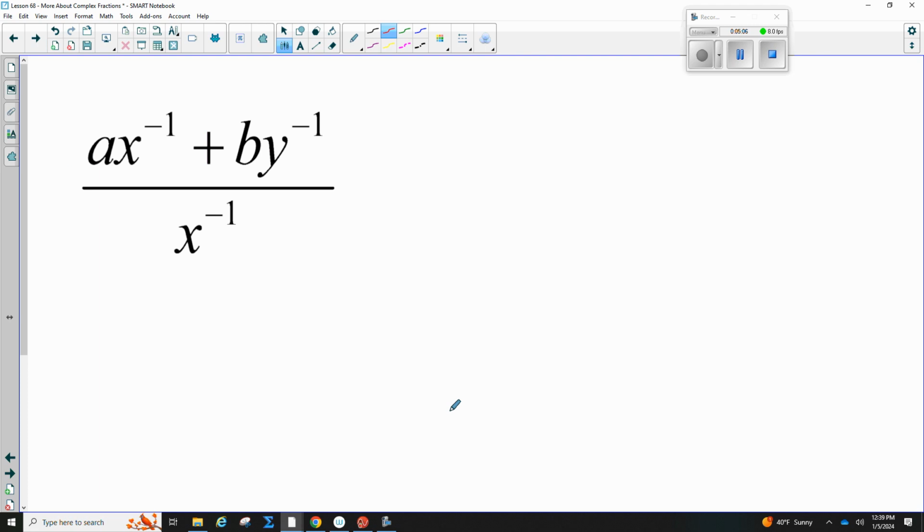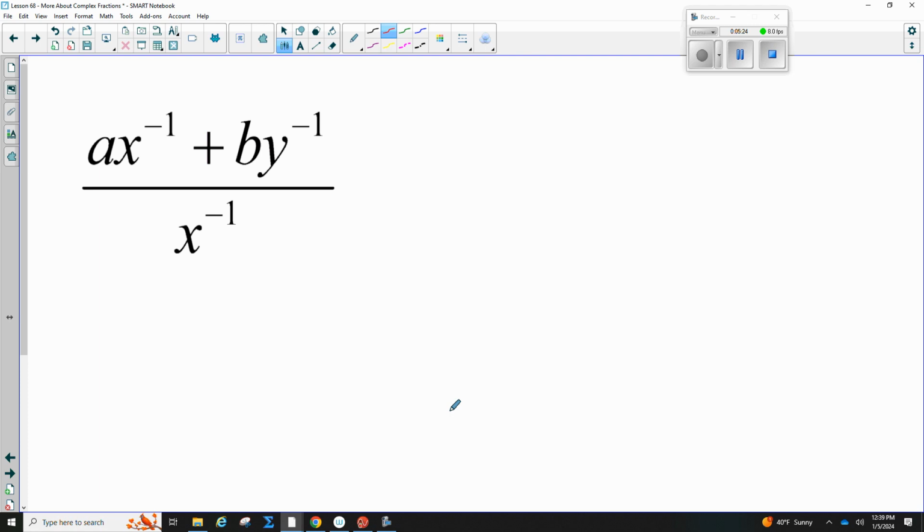We should probably do this one because it's a little bit different. All right, go ahead and write this one down. I was going to skip it if it was the same, but it's different. All right, we've got those lovely negative exponents. So I have a x to the negative 1 plus b y to the negative 1 over x to the negative 1.